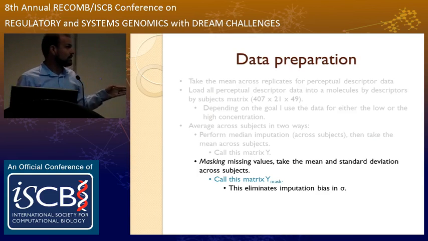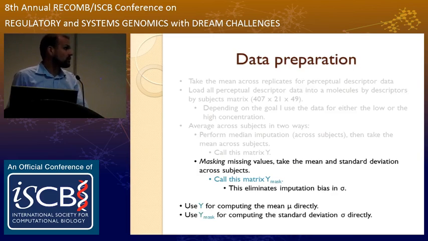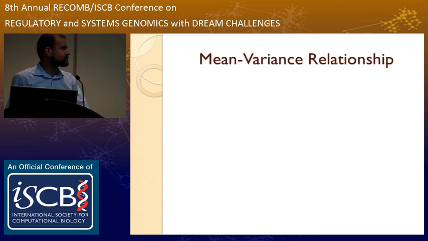So I'm screwing up the estimation of the variance by doing median imputation, whereas for the mean, it doesn't matter so much. So I'm going to use Y mask to compute standard deviations. I'm going to use Y to compute the means, and that's basically just the difference between imputation and masking for computing the average across subjects, or the variance across subjects.